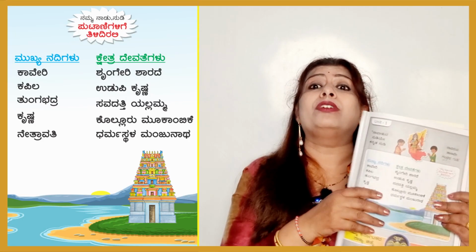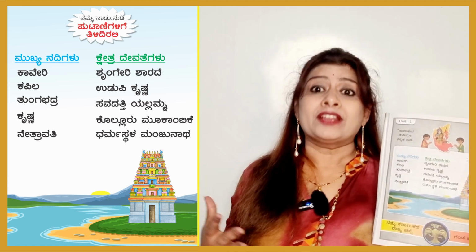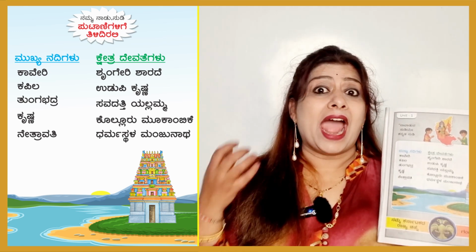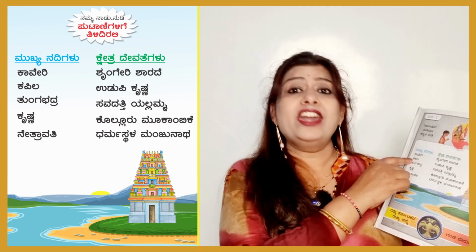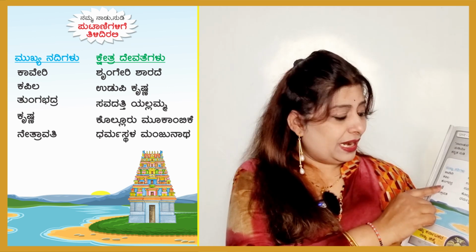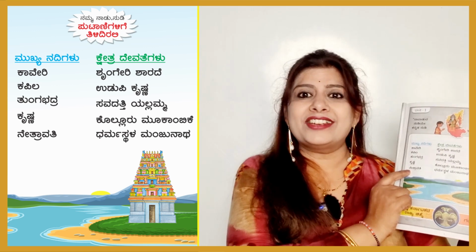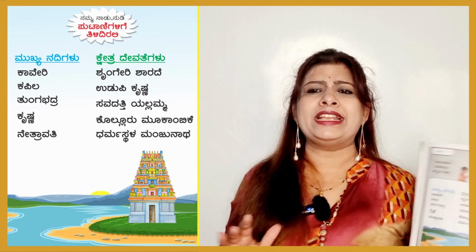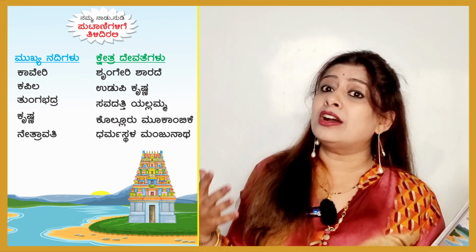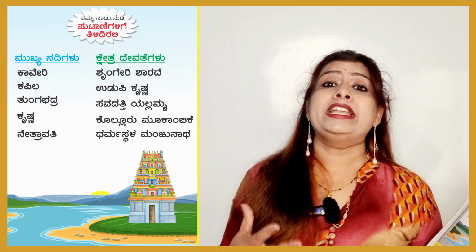She started with the rivers. She told that in our Karnataka we have many rivers, and the 5 main rivers are river Kaveri, river Kapila, river Tungabhadra, river Krishna and river Netravati. So letter God explained everything about these rivers, how they emerge, where do they flow, and Anu and Manu were very happy to know these facts.